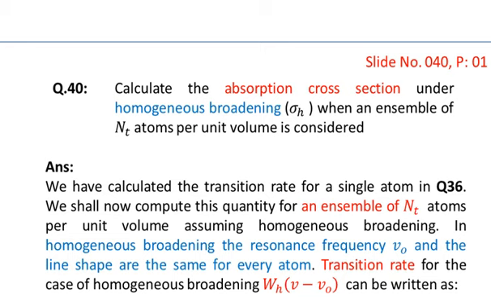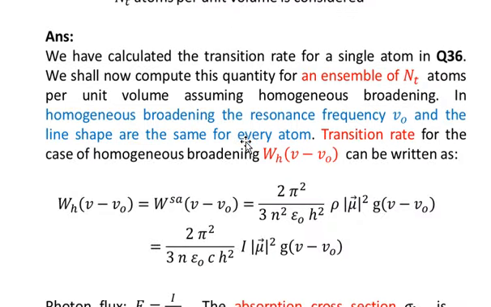Question: calculate the absorption cross section under homogeneous broadening, sigma h, when an ensemble of NT atoms per unit volume is considered. Answer: we have calculated the transition rate for a single atom in question 36. We shall now compute this quantity for an ensemble of NT atoms per unit volume assuming homogeneous broadening. In homogeneous broadening, the resonance frequency nu naught and the line shape are the same for every atom.